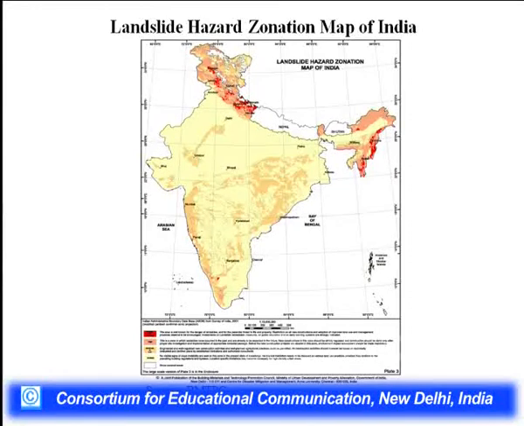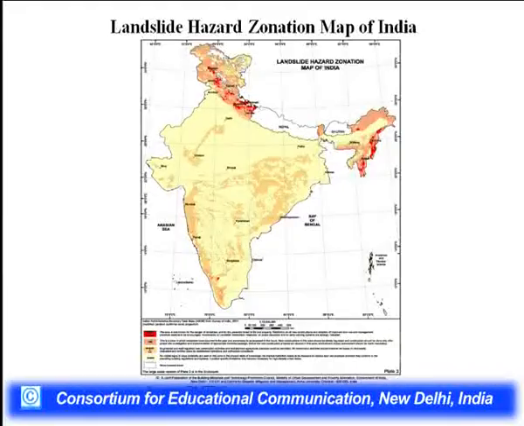Here you can see the landslide hazard zonation map of India, a very broad hazard zonation, and you can understand from your own perception how, starting from Uttarakhand to Jammu Kashmir, and then Arunachal Pradesh and some parts of Assam, we have more landslides. Sikkim also, we have a lot of problems of landslides.